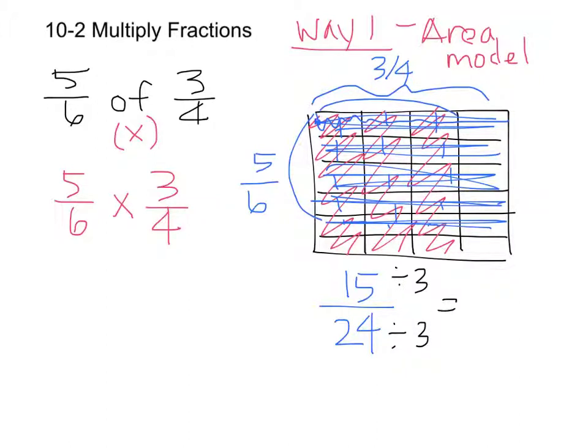15 divided by 3 will give me 5, and 24 divided by 3 will give me 8. So look back at the question. The question was asking you how much time did they spend singing? So they spent 5/8 of an hour. You could say hour because hour is singular, right? You're not saying hours. 5/8 hour singing.